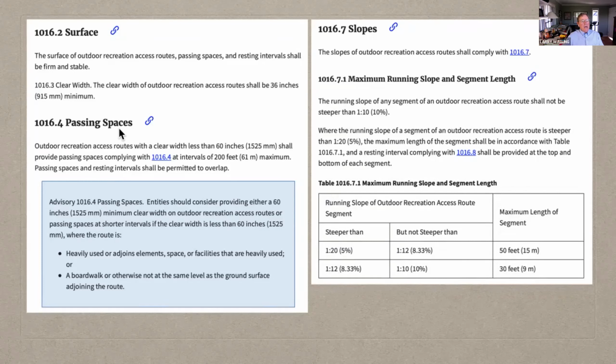And passing spaces: if the trail is less than 60 inches wide, there must be passing spaces at least every 200 feet or 61 meters.